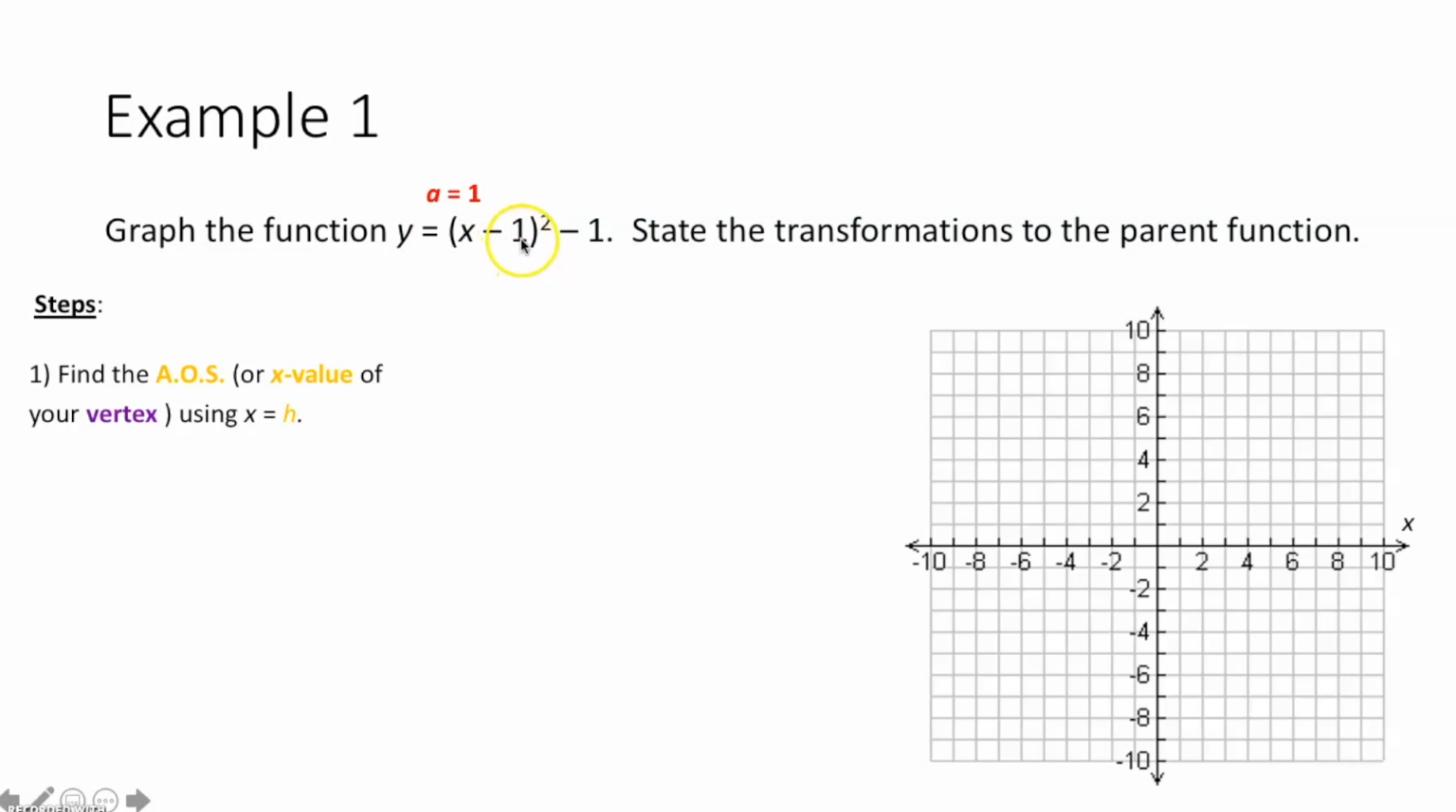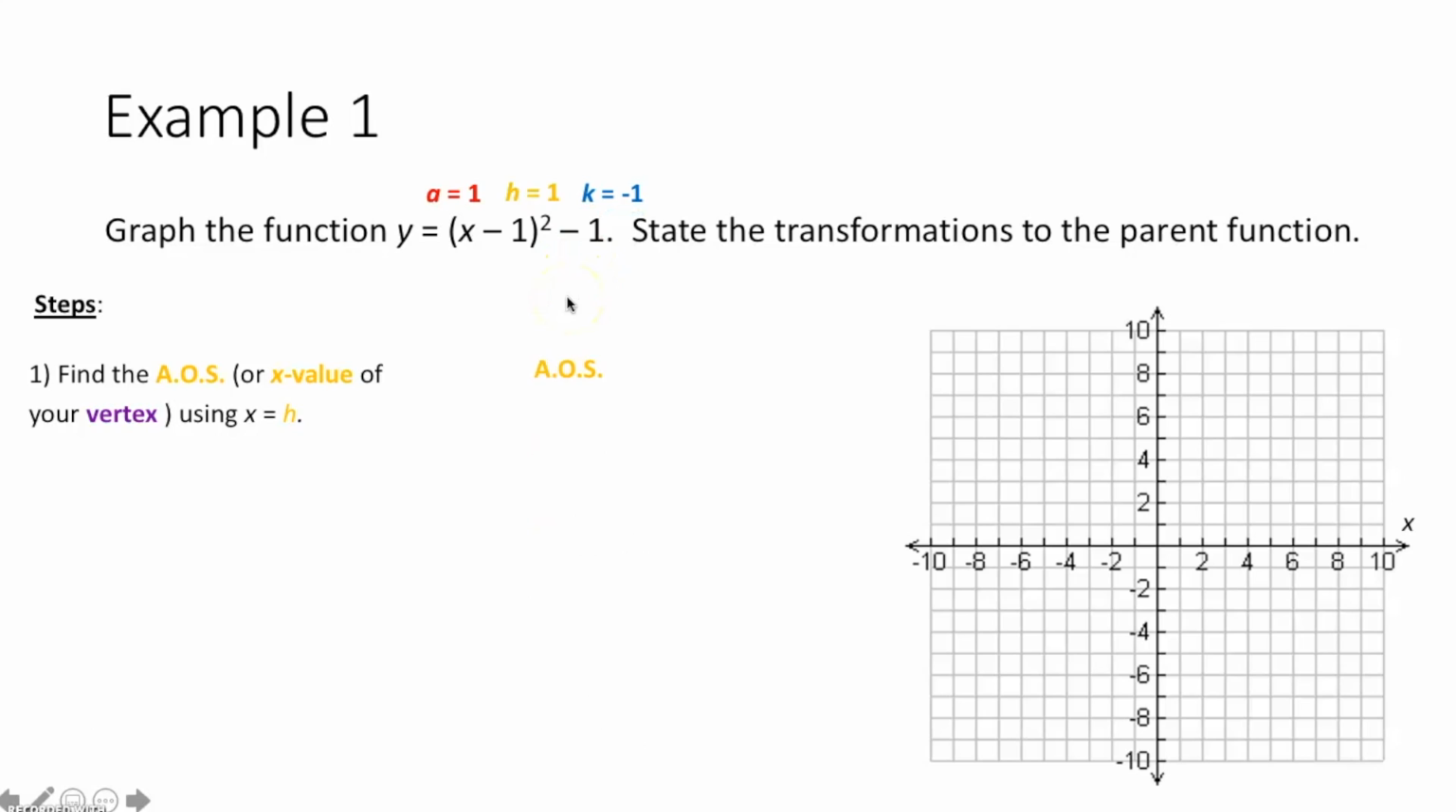Here, we need to then figure out our h value. So remember, inside the parentheses, our h value is going to be the opposite of what you see. So if this is -1, your h value is going to be +1. And last but not least, your k value is exactly what you see. So whatever's added or subtracted at the end, that's your k value. So in this case, that would be -1.